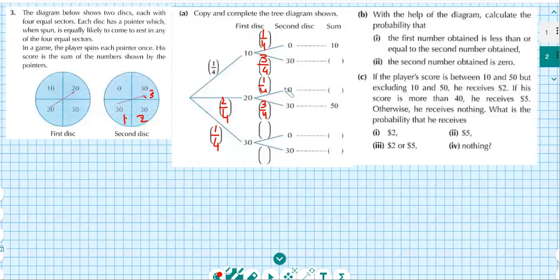Because they are independent of each other, the first test and second test, the chance of getting any score is independent of the first disk. So 1/4, similarly 3/4. So we have filled this tree diagram. Sum: 10 plus 0, 10. So 10 plus 30 gives you 40.